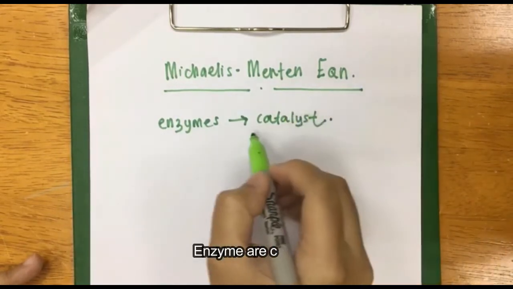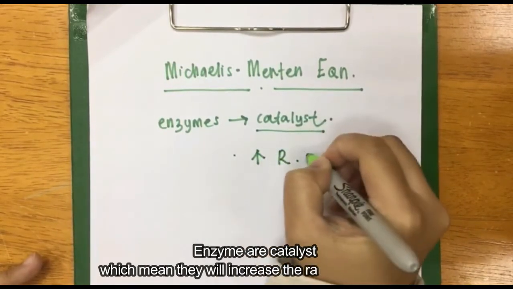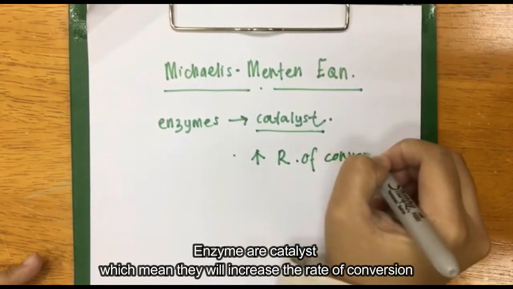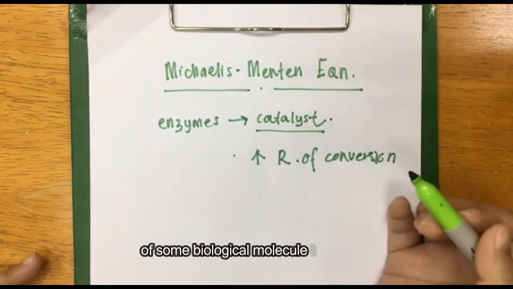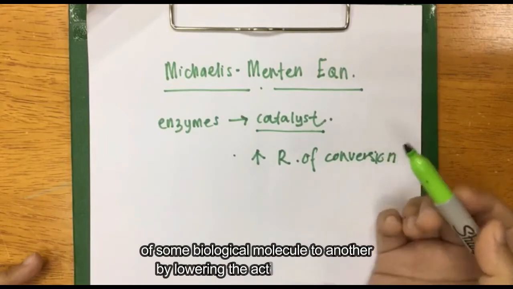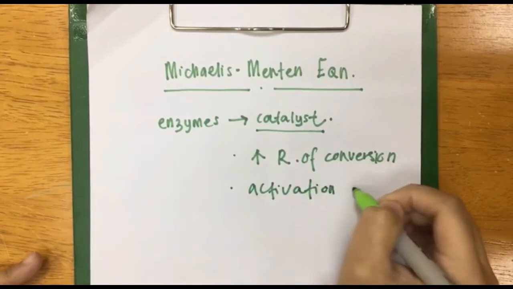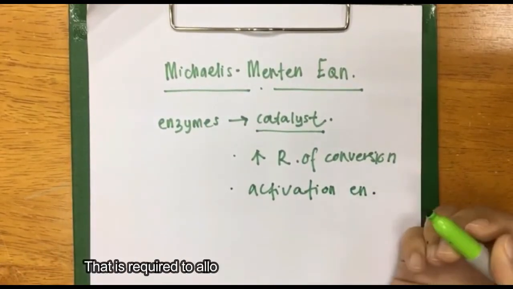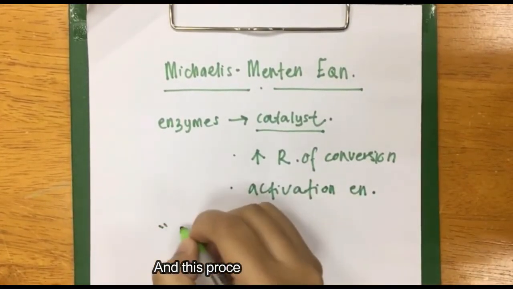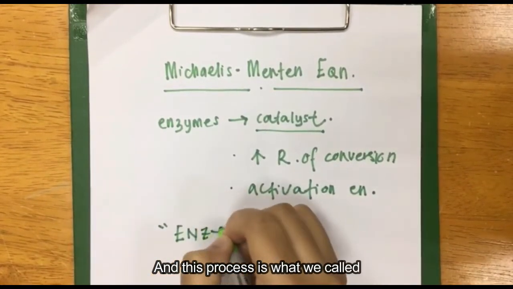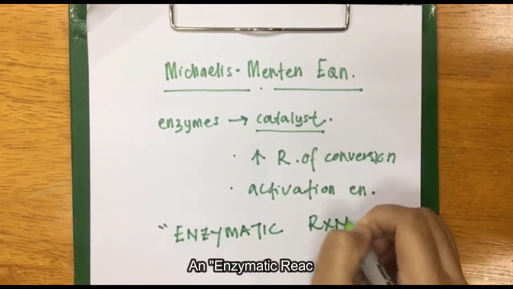Enzymes are catalysts, which means they will increase the rate of conversion of some biological molecule to another by lowering the activation energy that is required to allow a specific reaction to proceed. And this process is what we call an enzymatic reaction.